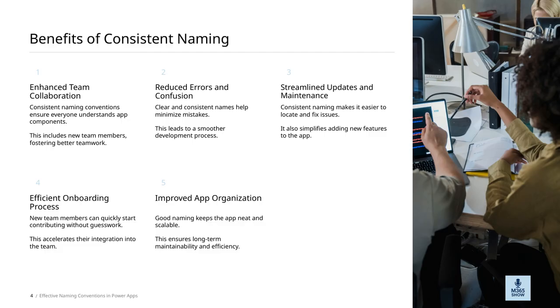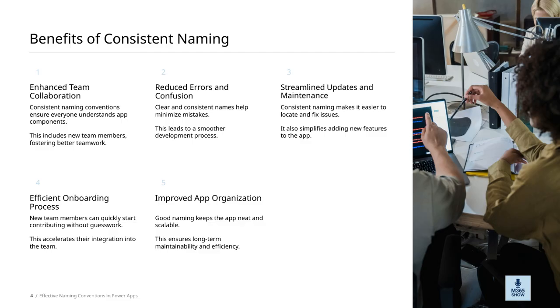It also makes updating and maintaining the app much smoother. When names are clear and consistent, locating and fixing issues becomes easier. Plus, adding new features is less complicated because you understand the existing setup better. Another key point is that clear naming reduces mistakes. When everyone uses the same naming conventions, there's less confusion, and the development process is much more streamlined. Fewer errors means smoother progress overall.